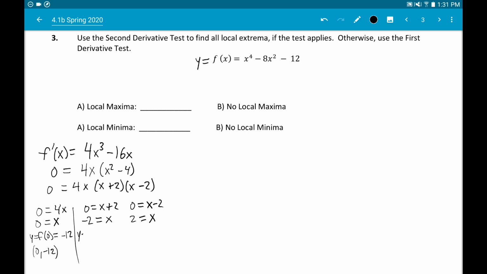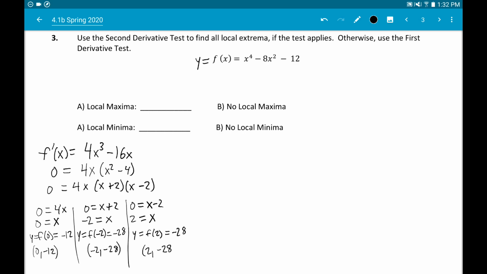For negative 2 there, negative 2 to the 4th minus 8 times negative 2 squared minus 12. Plugging it into my calculator here, I get negative 28. So negative 2 comma negative 28 is a critical point. And then if we plug in positive 2, I'm also going to get negative 28. So 2 comma negative 28 is a critical point as well.